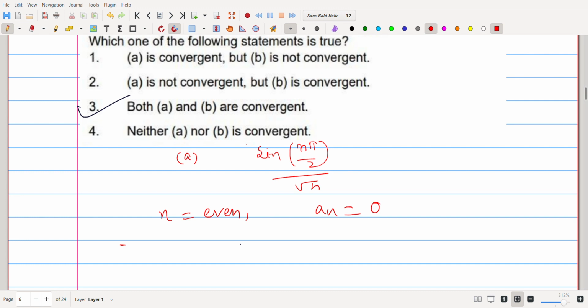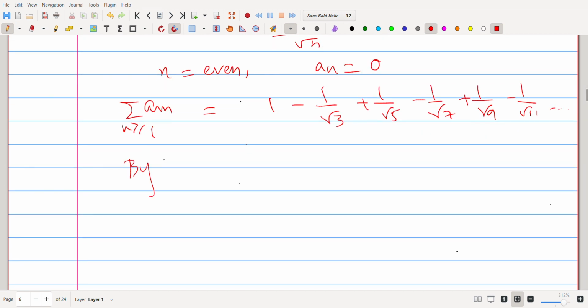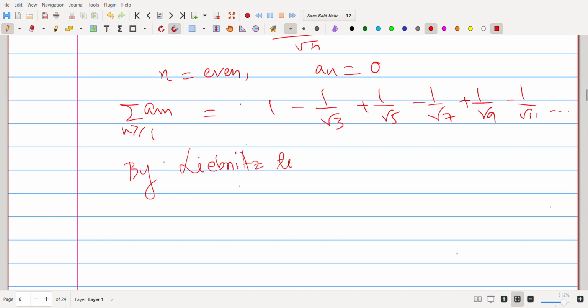Hence a_n is 0. So the series summation n greater or equal to 1 actually looks like 1 minus 1 by root 3 plus 1 by root 5 minus 1 by root 7 plus 1 by root 9 minus 1 by root 11 and so on, right? Then by Leibniz test, this is an alternating series, and the 1 by root n type series is monotone as well as converges to 0. Hence this alternating series is convergent by Leibniz test, right? This is convergent.